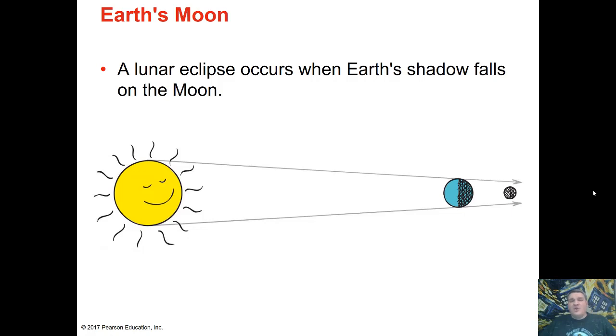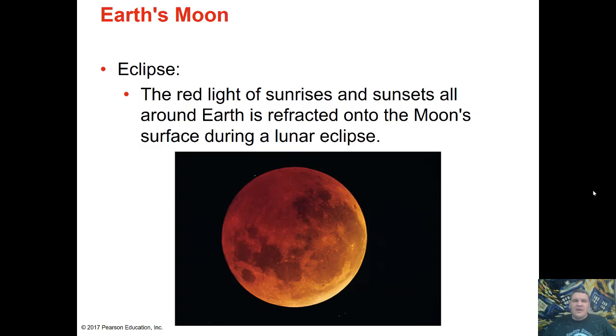If you've ever heard the term a blood moon, those usually refer to a total lunar eclipse, where the moon is completely within the Earth's shadow. Exactly what we see right here. So we see the moon turn this reddish color as the light is being bent.